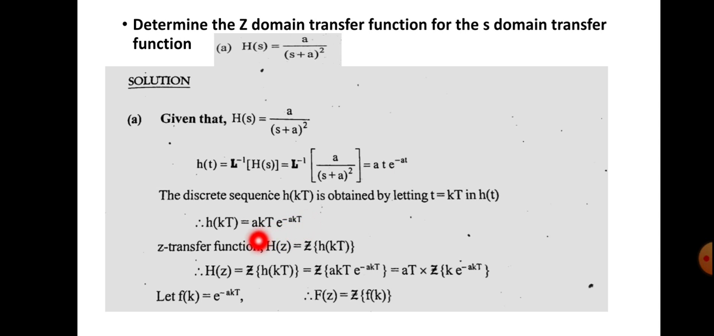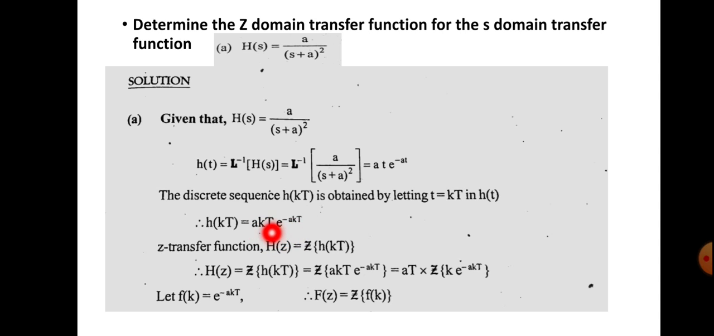So in the third step we have to find the Z transform of this h(kT). That is our question, the Z domain transfer function. So to find the Z transform of this function, H(z) is equal to Z of h(kT). So here you can say that a and T are constants, k into e raised to minus akT is a function. So it is in the form of k into f(k). So let f(k) be this quantity e raised to minus akT.